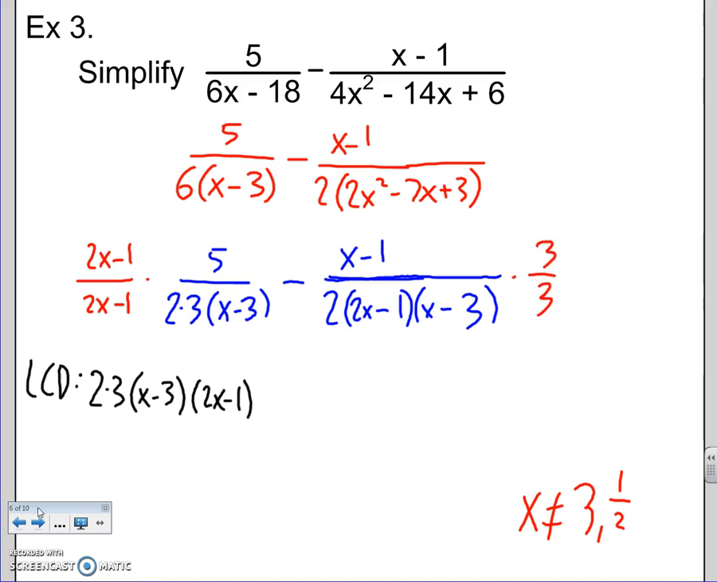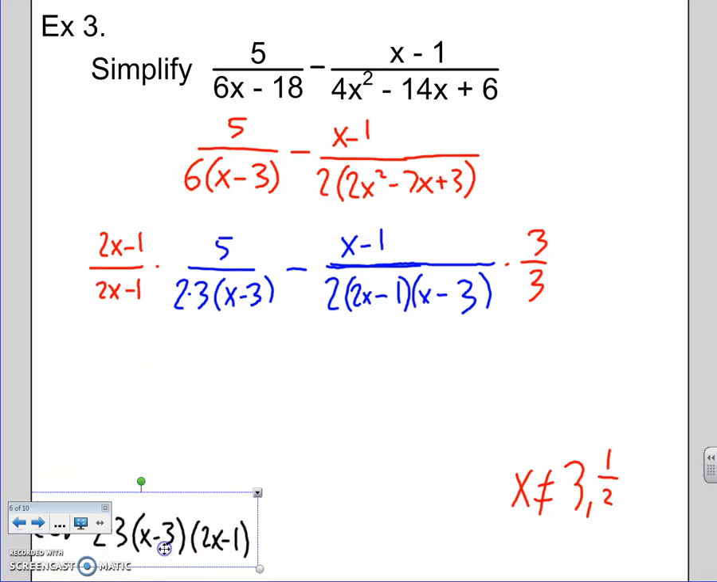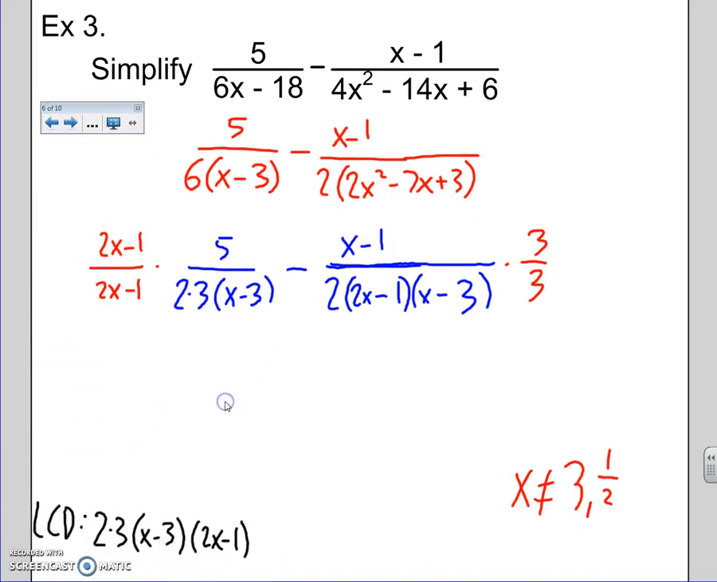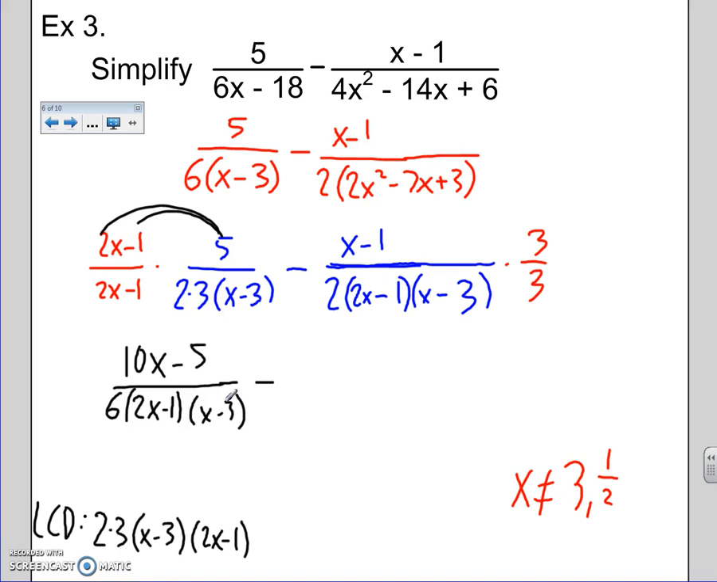Alright, so let's fix those fractions. Let me move this LCD out of the way. Let's move this up here. The left side becomes, and let's just multiply this at the same time, save some time, 10x minus 5 over this thing, 2x minus 1 times 6, I'll put a 6 there, x minus 3, minus that other thing. If I distribute this, that's 3x minus 3 over the whole bottom, 2 times 3 is 6, leave this here.